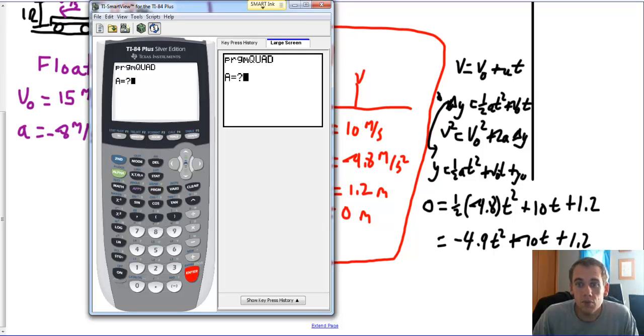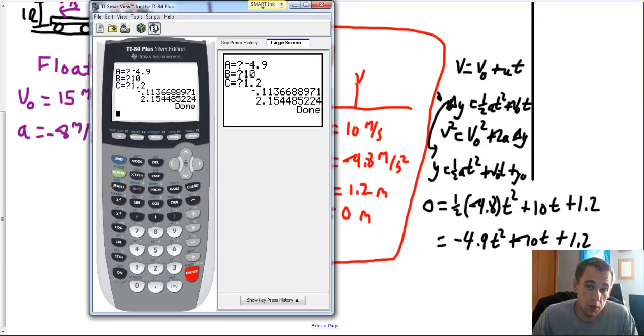Okay? So program, execute quadratic. Okay? And what it does is it asks me for my three coefficients. So A is negative 4.9, B is 10, and C is 1.2. Right? Push enter and it gives me two answers because the quadratic has two roots.